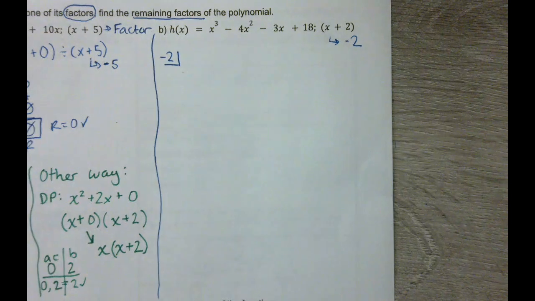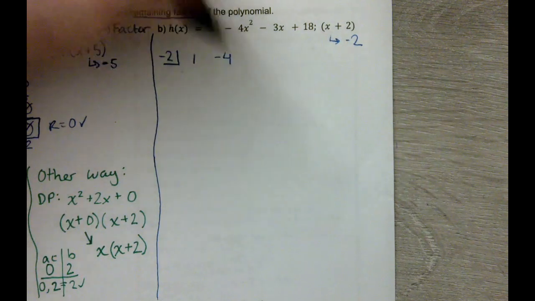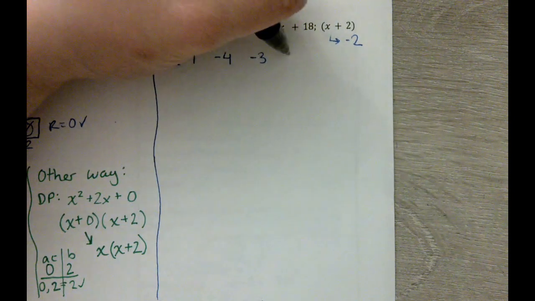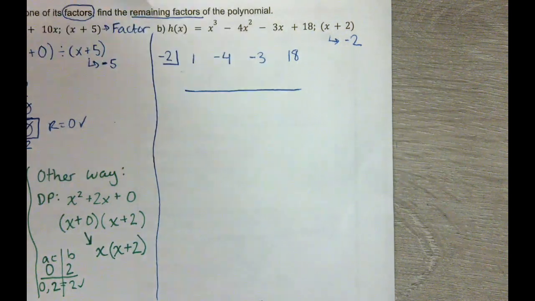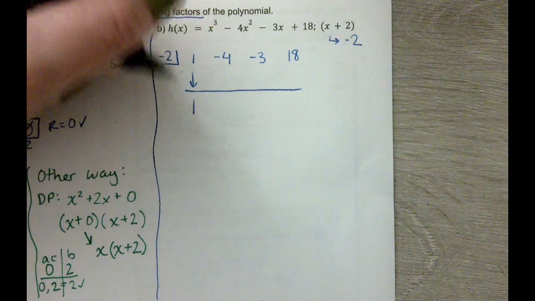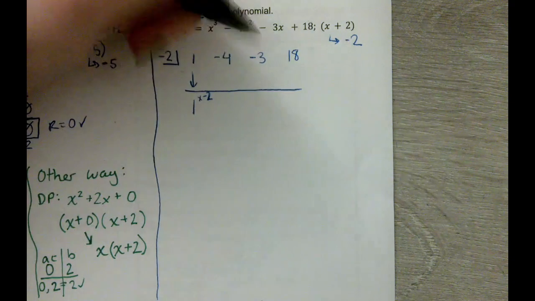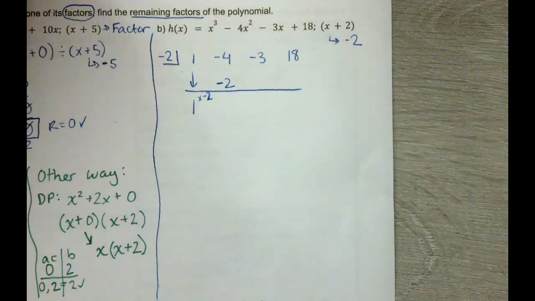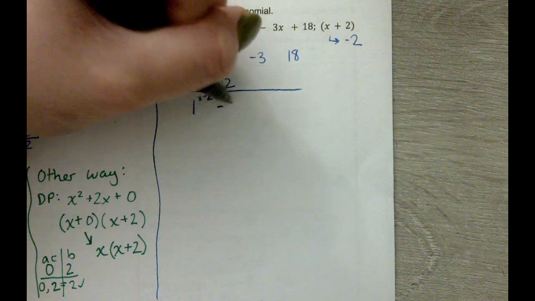So we're dividing by -2 here. Our coefficients are 1, -4, -3, and positive 18. Bring down that 1. 1 times -2 is -2. Then we add -4 and -2, give us -6.